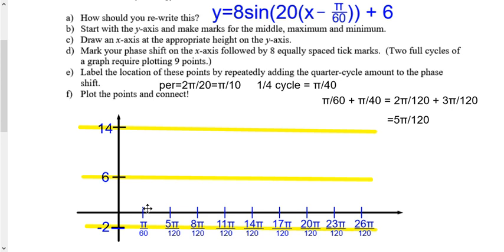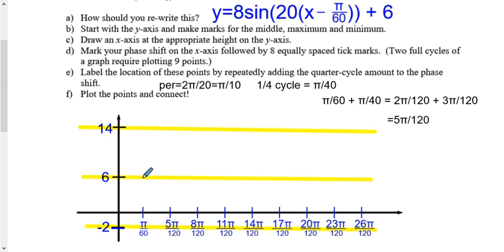If you want to double check, if you take your pi over 60 and add to it 2 periods, or you add pi over 10 and pi over 10, that should get you the same thing as when you reduce 26 pi over 120, and it does. Okay, so that's really the most difficult part, is labeling the axis. Now it's just up to plot the points and connect.